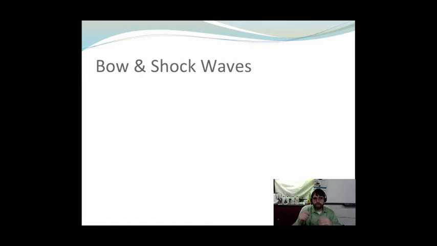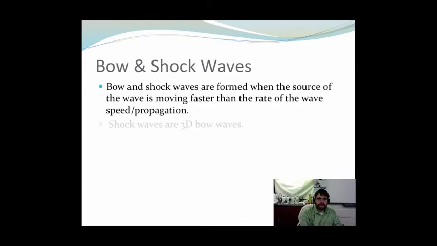When the source is moving fast enough, then you can actually get bow and shock waves from the source that's emitting the wave itself. And so if the source is moving fast enough, you end up with a bow wave. It's named after the front end of a ship, where these were originally noticed in water. And if it's three-dimensional, we call it a shock wave instead.